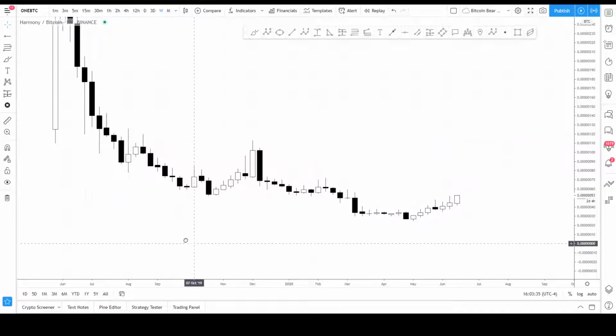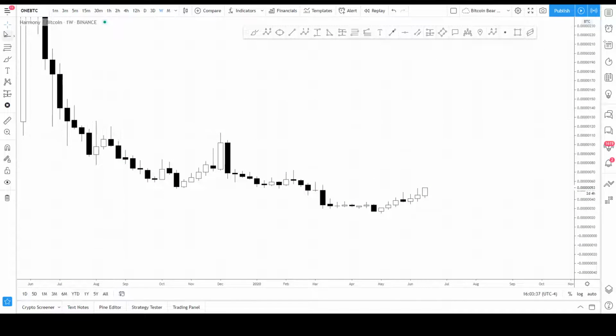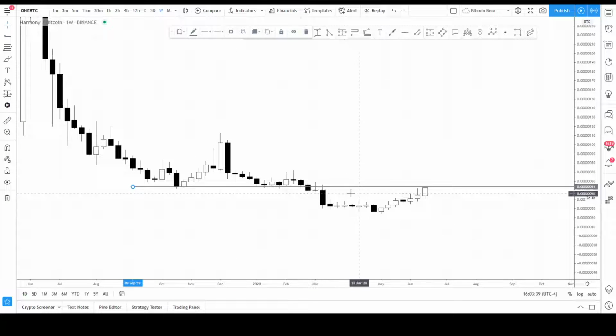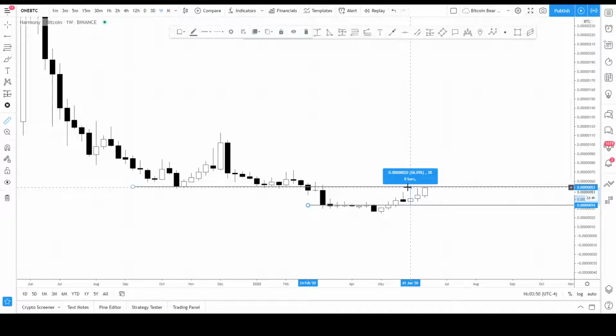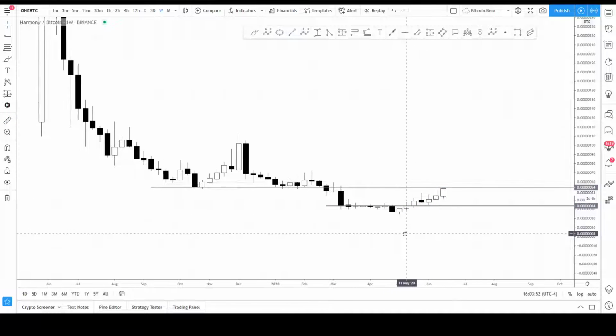So what I'm going to do is I'm going to remove everything. We're going to look at our weekly level. So we could see here was our support level. Okay, here's another weekly level. Less clear, but it did break it with nice volume and retest it around 34 sats. And that's nothing to sneeze at, a 58% move.